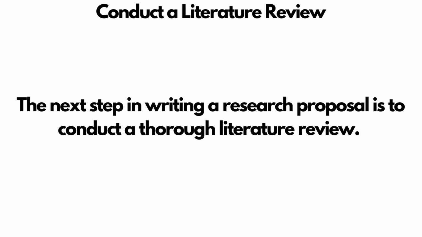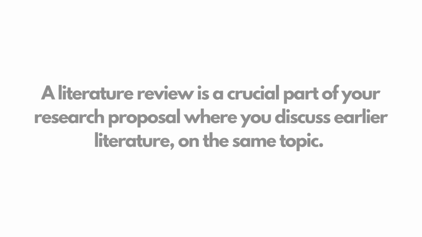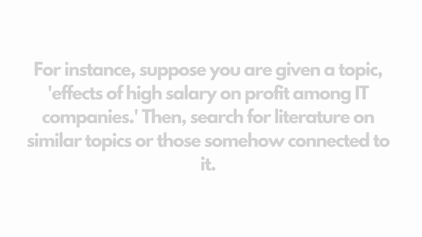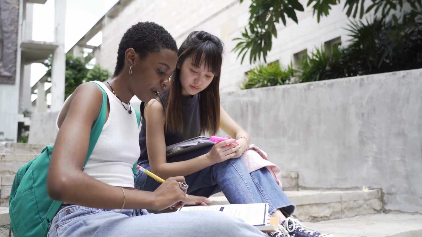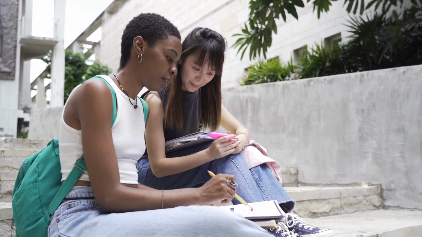Conduct a literature review. The next step in writing a research proposal is to conduct a thorough literature review. A literature review is a crucial part of your research proposal, where you discuss earlier literature on the same topic. For instance, suppose you are given a topic, effects of high salary on profit among IT companies. Then, search for literature on similar topics, or those somehow connected to it. Don't only collect research papers that support the topic, but also look for those that oppose it. This way, you can not only write a literature review, but also provide detailed criticism on the topic.